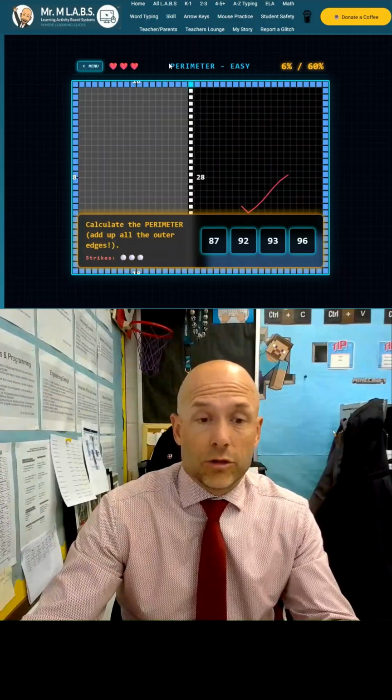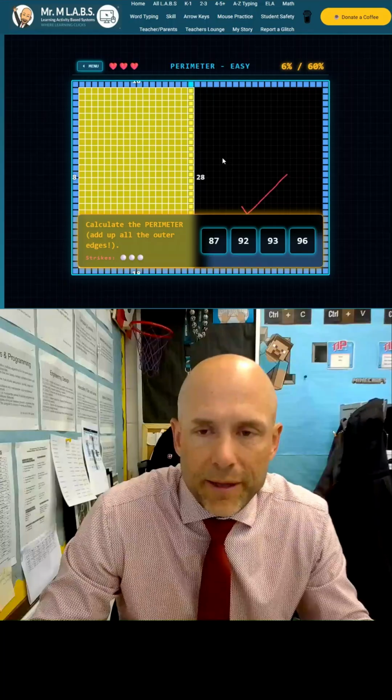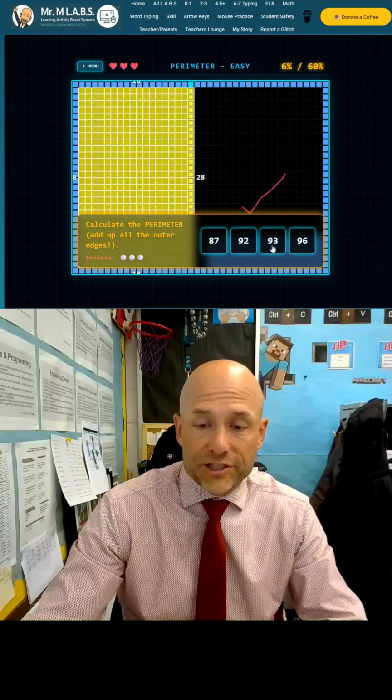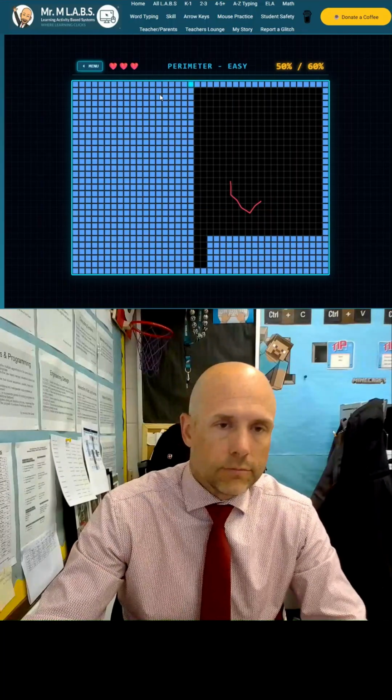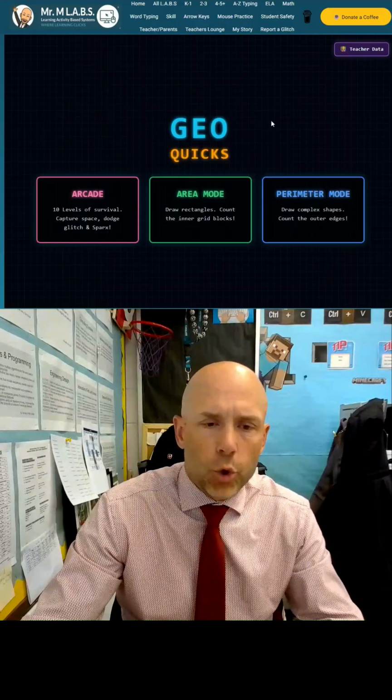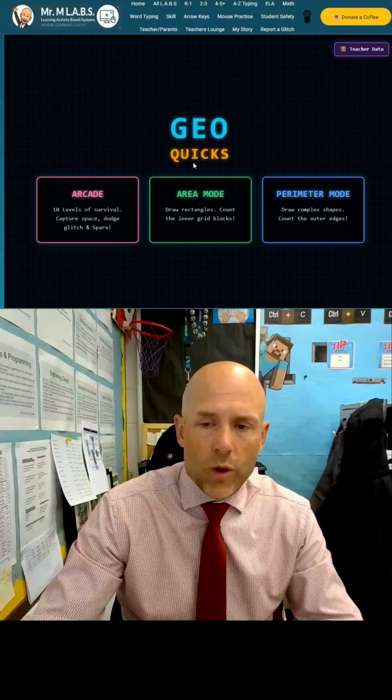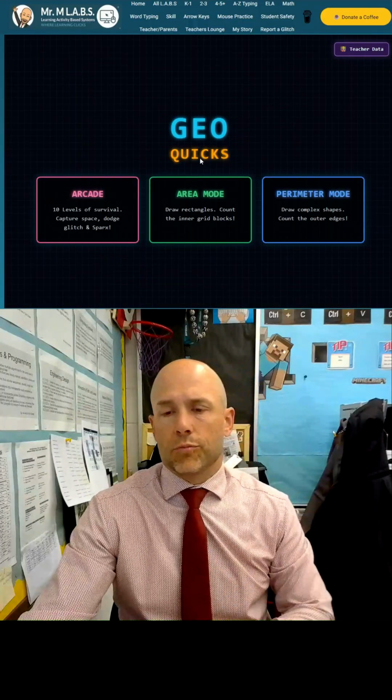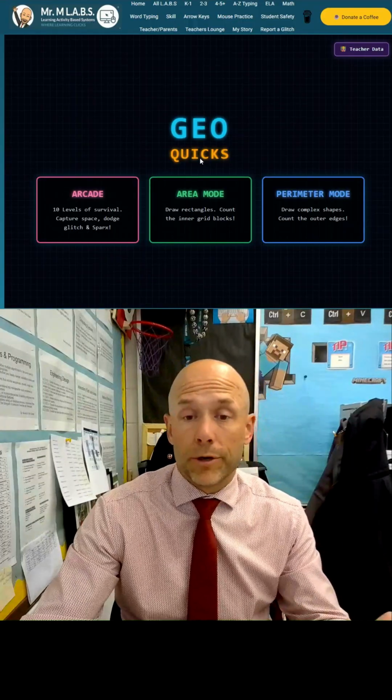Now, obviously, calculating these larger perimeters, they're going to need a piece of paper and a pencil to figure it out. Or they can just guess, right? Which isn't going to be ideal for anybody. All right, but that's pretty cool. It's called Geo Quicks. It is just another way to get them to practice their area and perimeter.